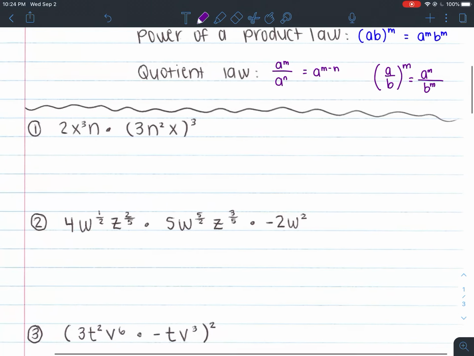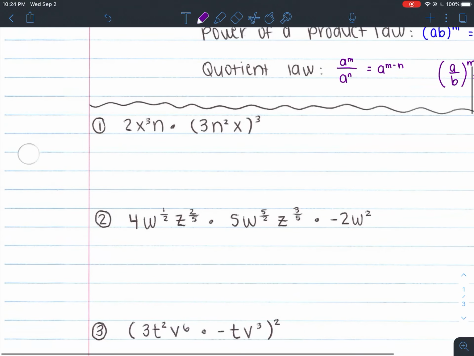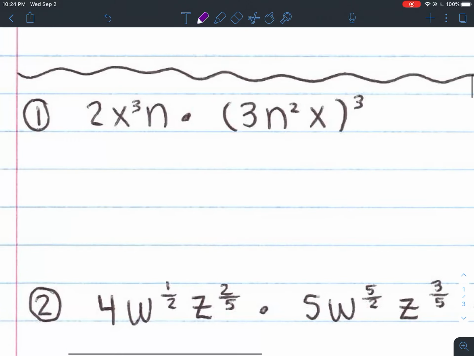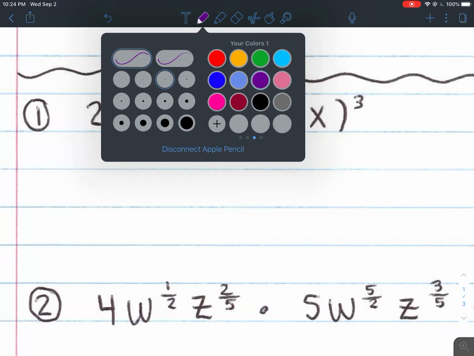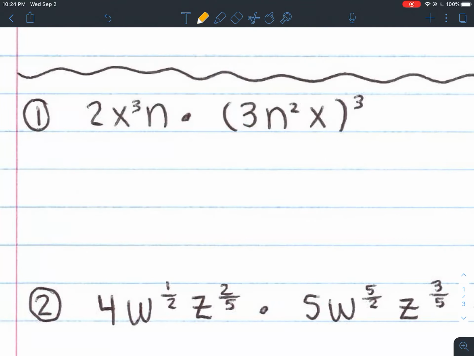Okay, so we're combining all the laws together here. So we're going to start with number 1. Number 1 is 2x cubed n times 3n squared x to the power of 3. When you're looking at exponents, it's helpful to look at them as separate things. So you want to look at each thing individually before you combine all of them together.